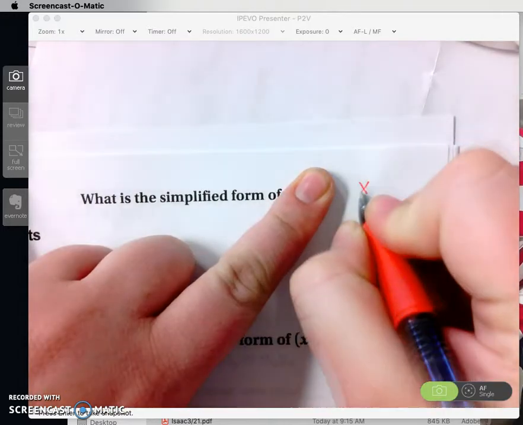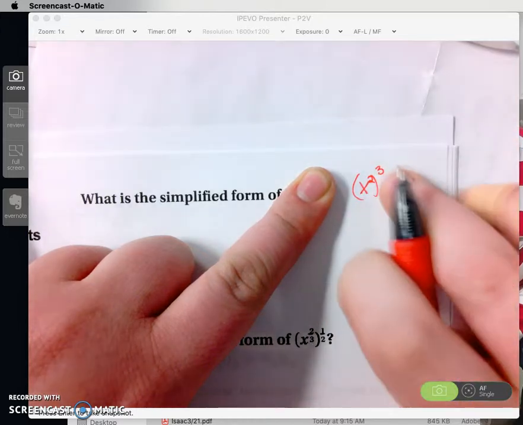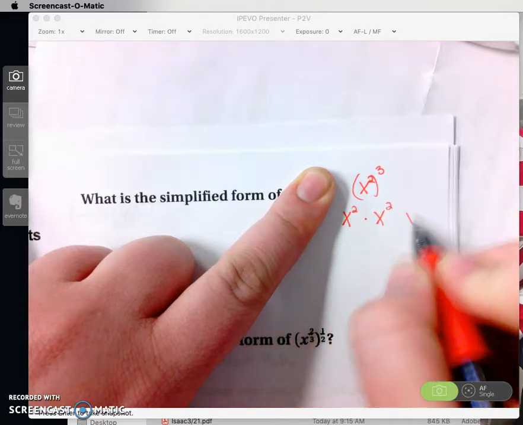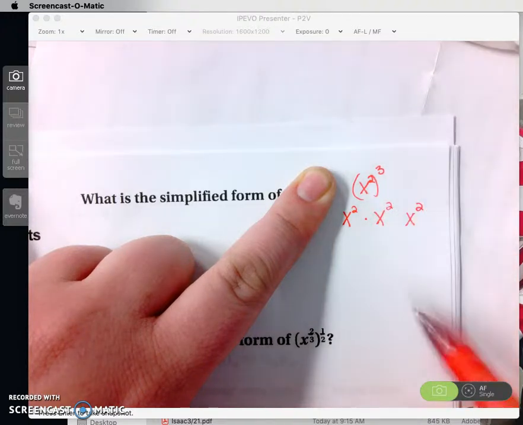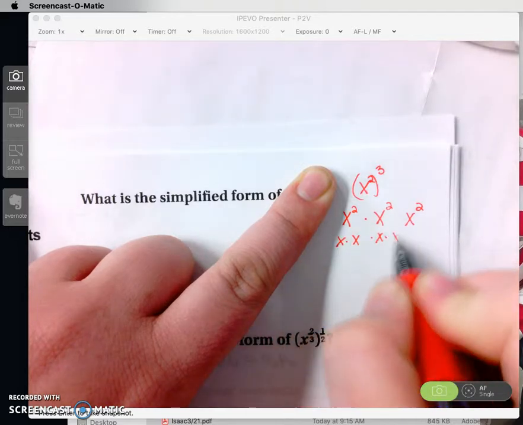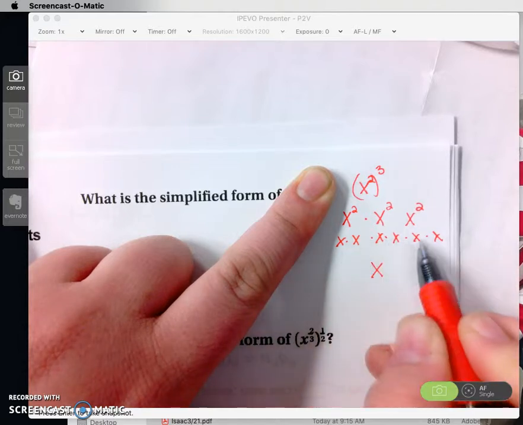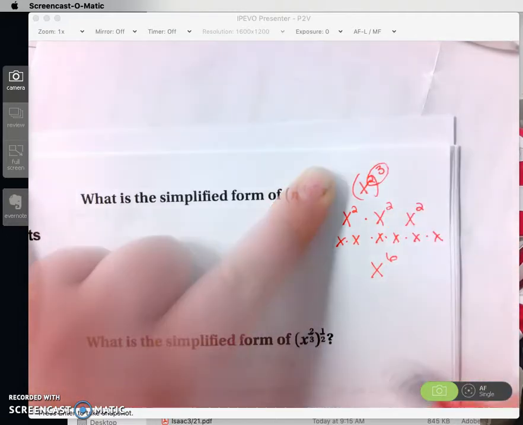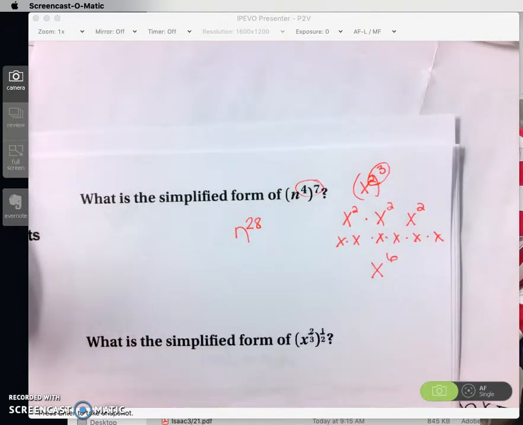If I have x to the second power all raised to the third power, this means that I have x squared times x squared times x squared, right? This whole thing is being raised to the third power, which really means x times x times x times x times x times x, which I could rewrite as x to the 1, 2, 3, 4, 5, 6th power. So all I really have to do is multiply those two numbers. So these two numbers multiplied, n to the 28th power.